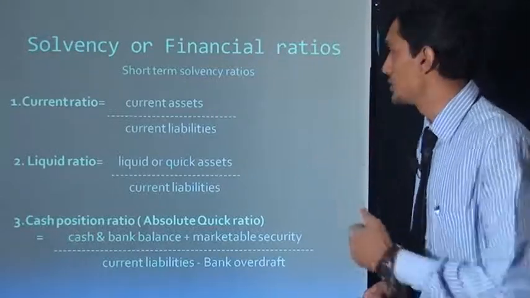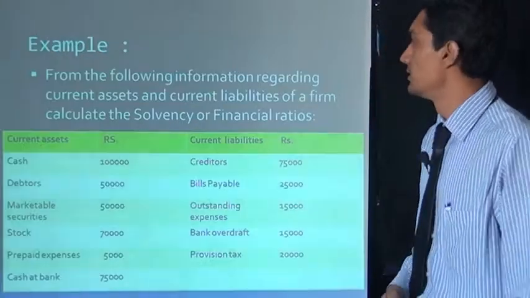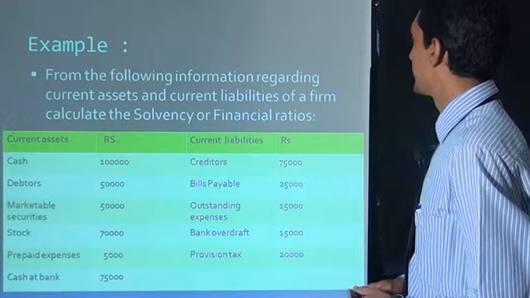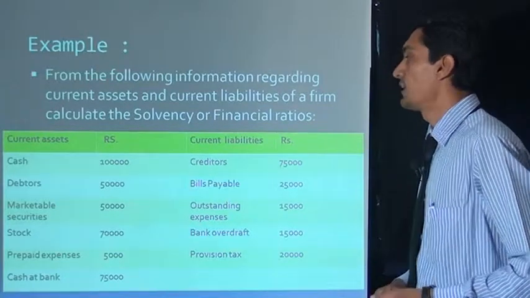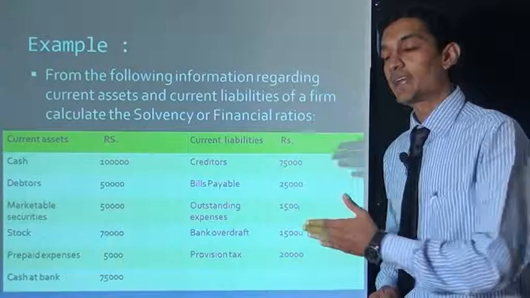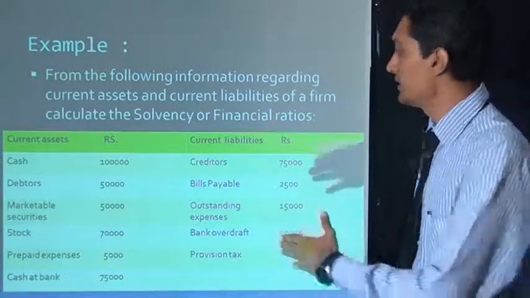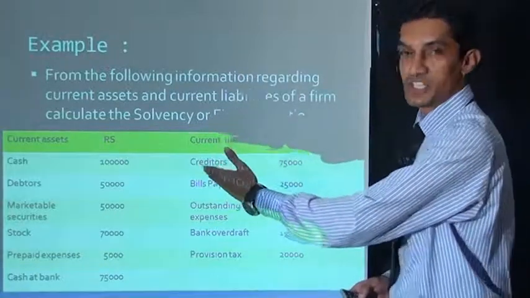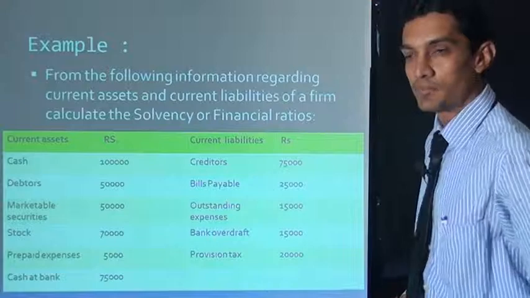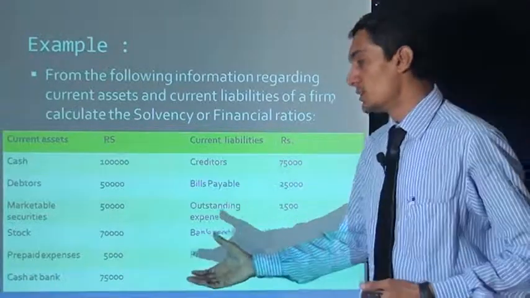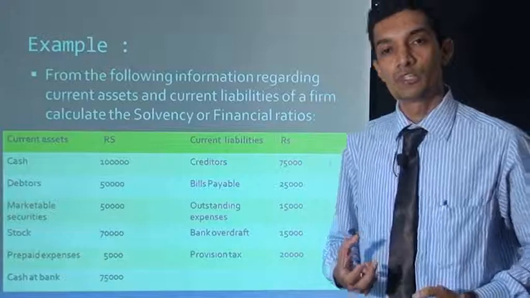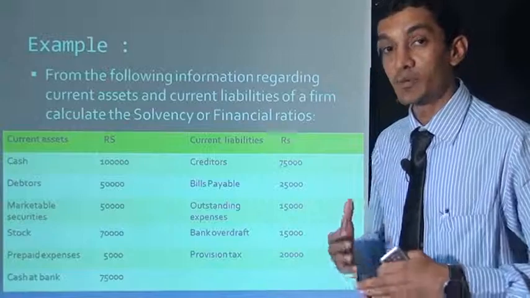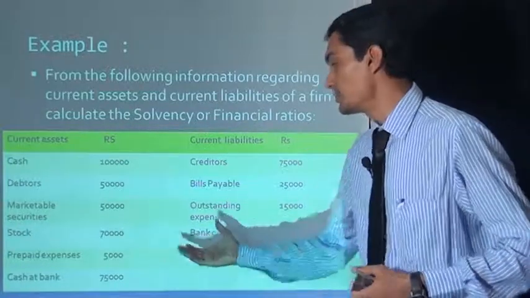Now we calculate this ratio in numerical terms. Now this is the example we have taken. From the following information regarding current assets and current liabilities of the firm, calculate the solvency or financial ratio. Now we are calculating this ratio. The information is given. First is current assets in rupees, current liabilities in rupees. In current assets: cash, debtors, marketable securities, stock, prepaid expenses, cash at bank. Prepaid expenses means expenses which are given in advance, more than the liability. So it is prepaid expenses.